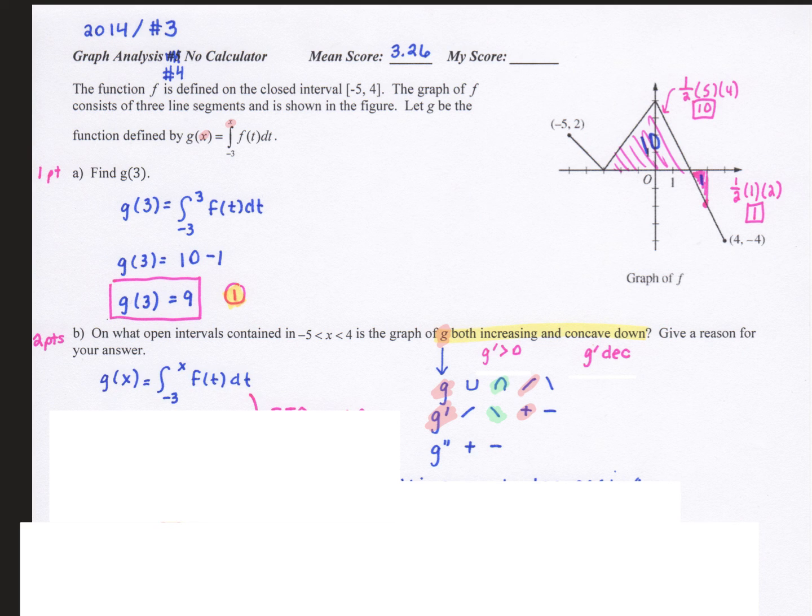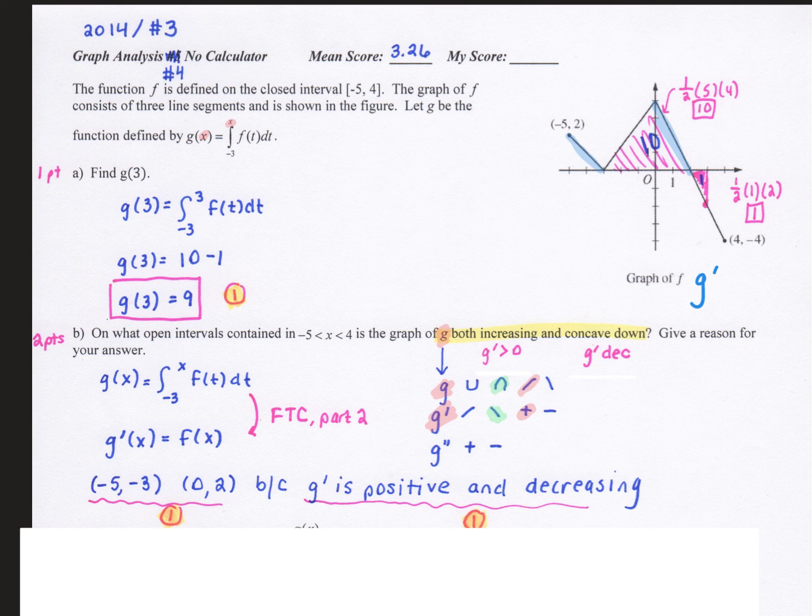If g is defined as the integral from -3 to x of f, then its derivative, using the fundamental theorem of calculus part 2, gives me g prime is f of x. So this graph that I was given that's labeled f is actually the graph of g prime. And I've already decided I need to know where this g prime graph is above the x-axis and decreasing. And that happens in two places, from -5 to -3, and again from 0 to 2. So I just list my intervals out. That's going to earn me my first point. And my reason is g prime is positive and decreasing.